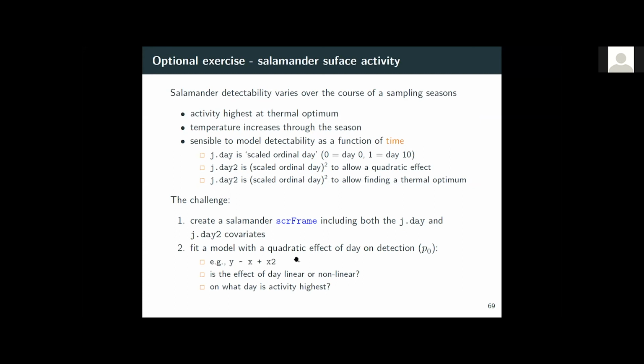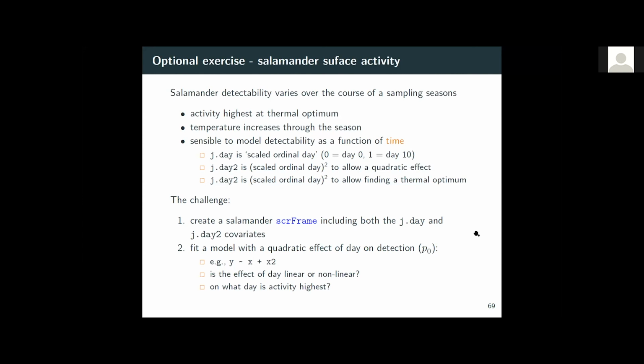And answer the question statistically of whether the effect of day is linear or nonlinear. Whether it's nonlinear will depend on the significance of that squared term. If it's positive, it's going to increase more than linear. If it's negative, it's going to decrease and bring the relationship back down. And then once you fit that model, can you derive, using the getReal function, what day we predict activity is highest? We can measure that by asking what day detectability is highest.